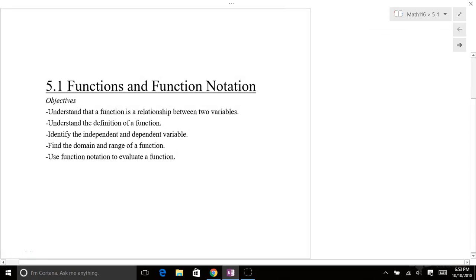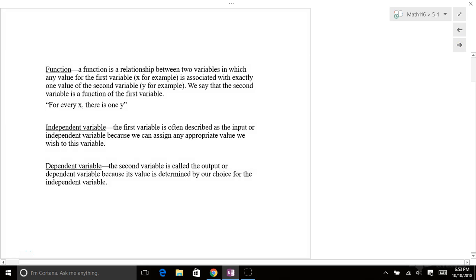Hey, welcome back to your favorite technical mathematics class. We're going to look at functions, function notation. Let's talk about what a function is.